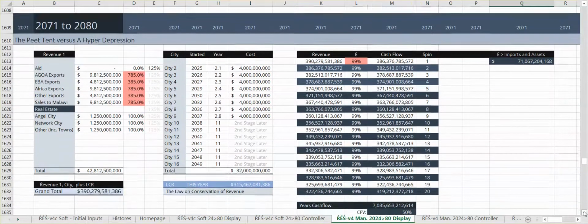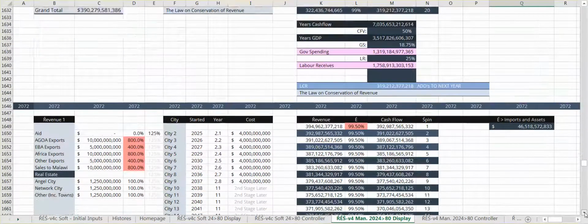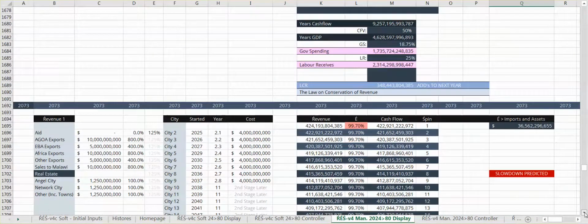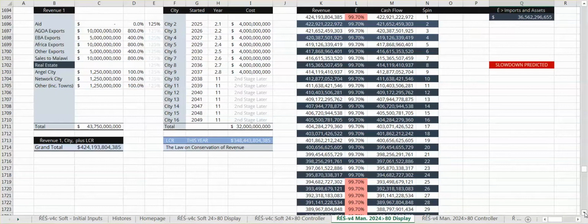We go to 2071. I call the last 10 years the peak tent versus a hyper depression, in which I increase E and spin until a slowdown is predicted in 2073. So I'm racking up as much money as I can until the slowdown is predicted, whereafter I increase them some more up to E 99.9 and spin 32 by 2075.